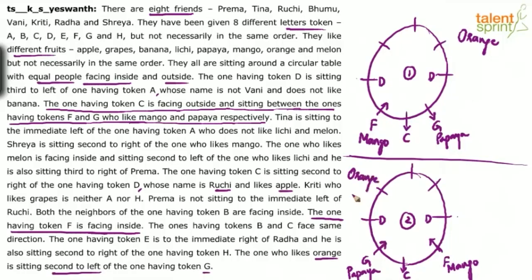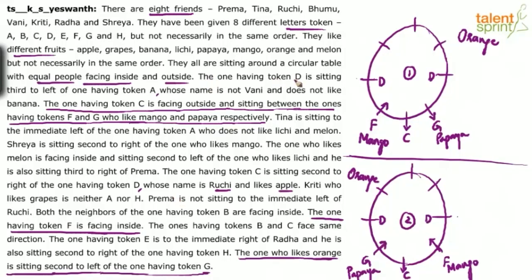This is going to be orange. So this point has also been used. The one who likes orange is sitting second to the left of the one who likes G. Right? What else? I think one reading has been done. We have already read all the statements here. Now let us do the second reading. In the second reading, maybe we will be able to connect more dots.